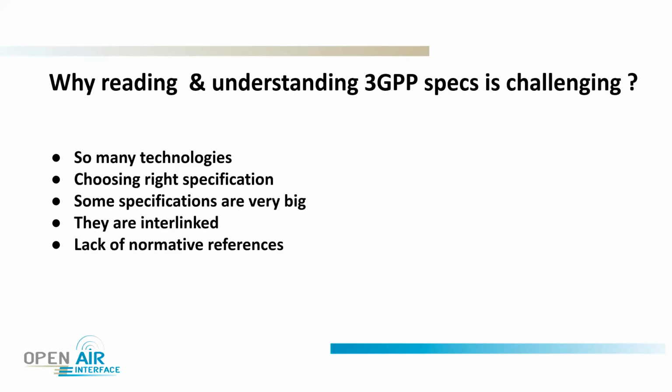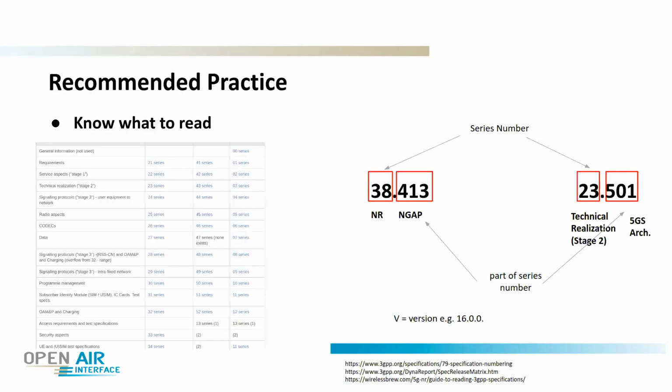Then the last challenge could be the normative references, which are not much covered in 3GPP specification. They give some example, but it's not the complete end-to-end use cases that are described in the 3GPP specification. So these are some of the challenges which come while we read or understand 3GPP specifications. So how we can tackle these challenges?